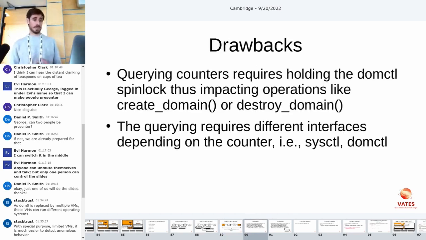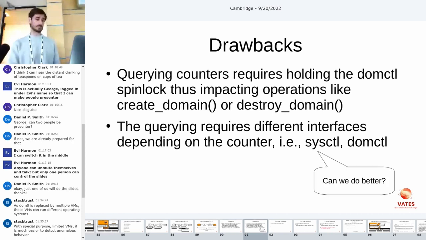So we observe two drawbacks here. First, querying counters requires holding the domctl spinlock, which impacts other operations like create domain or destroy domain. Also, the query requires a different interface depending on the counter. What I'm trying to say is that the interface was not so homogeneous when we wanted to query counters. In the first case, we are issuing a hypercall for each VCPU in the system every 5 seconds, for example. We thought that maybe we can do it better, for example by trying not to use the hypercall.